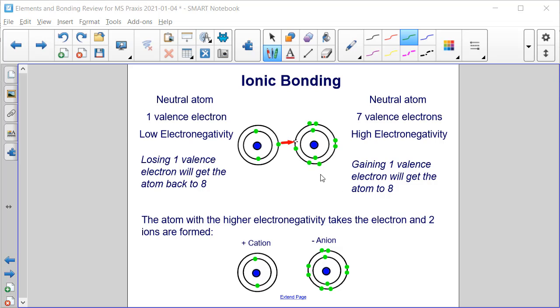So what happens is the atom with the higher electronegativity attracts and removes this electron from the atom with the lower electronegativity, and we get two ions formed. The one on the right will become negatively charged, and the one on the left will become positively charged. So we have two oppositely charged ions formed.